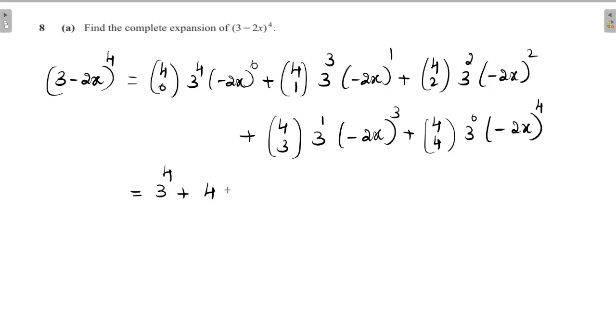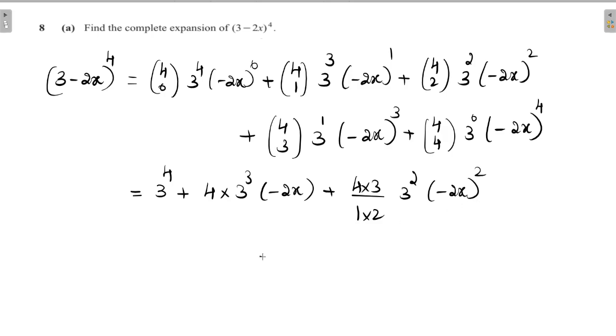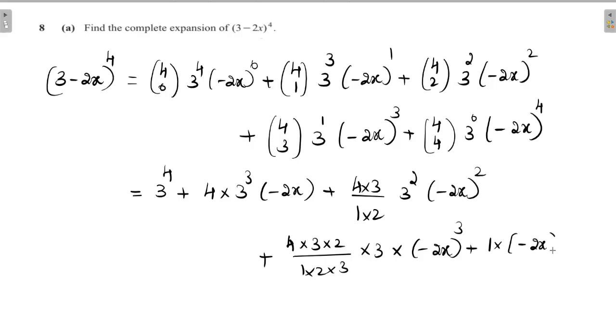the second term is 4 × 3^3 × (−2x), plus the third term is 4C2, that is 4 times 3 by 1 times 2, into 3^2 × (−2x)^2, plus the fourth term is 4C3, that is 4 into 3 into 2 by 1 into 2 into 3, 3^1, which is 3 into (−2x)^3, plus the last term is 1 into 3^0, which is 1, and (−2x)^4.